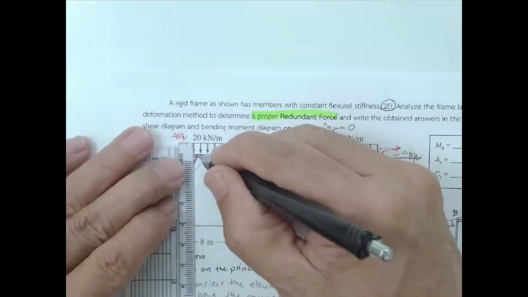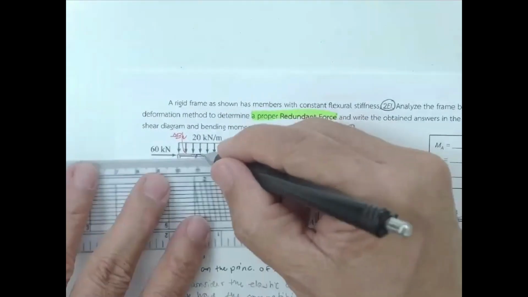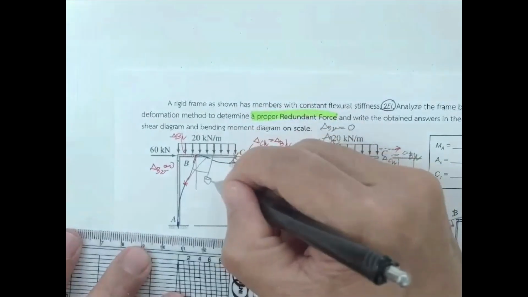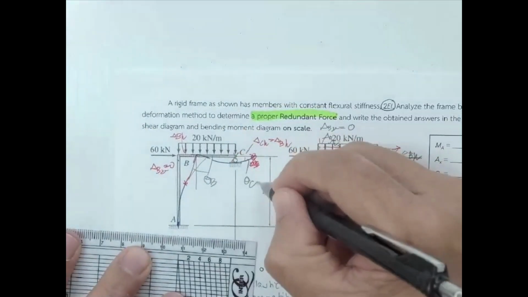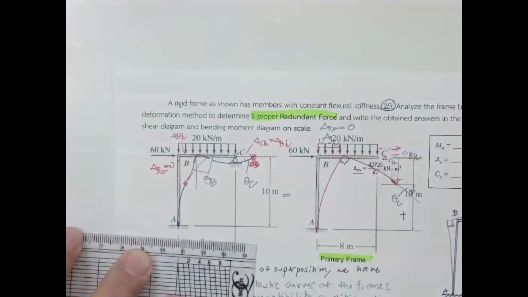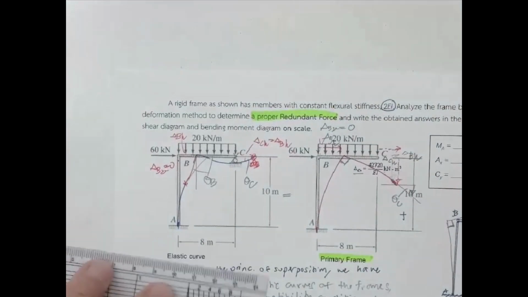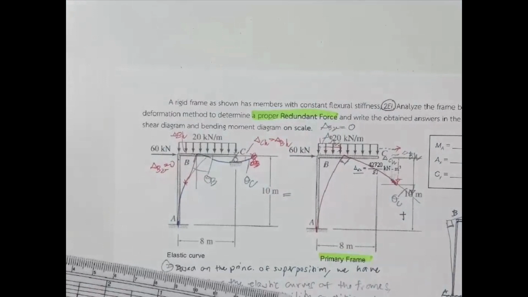And then over here, you should have the slope theta sub V, theta sub C. Okay, that's going to be the elastic curve. And I have to stop my Zoom due to the limited time. No? Okay, let's stop it.